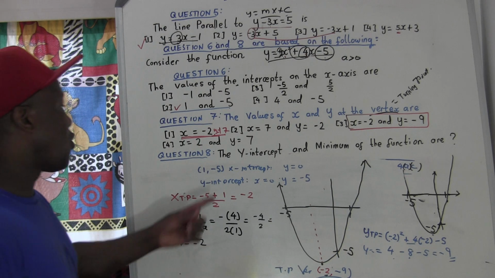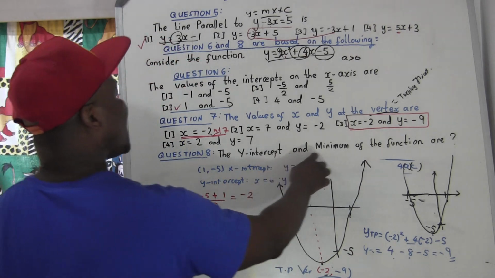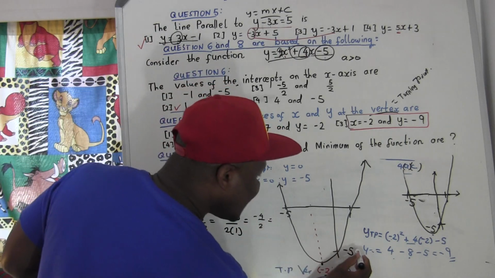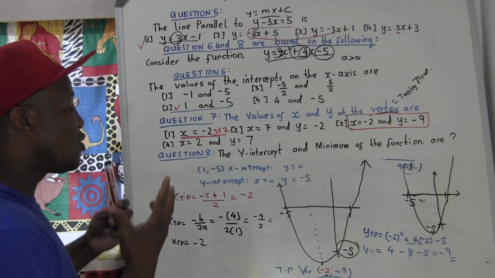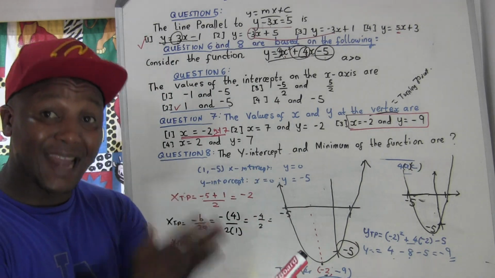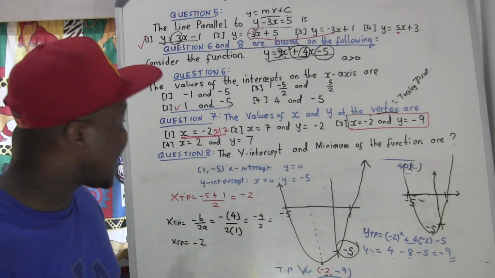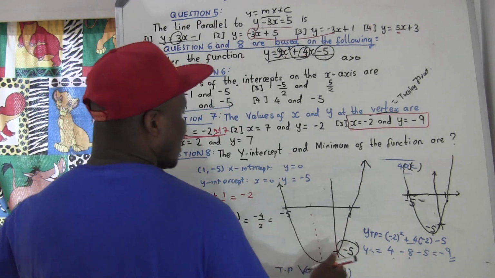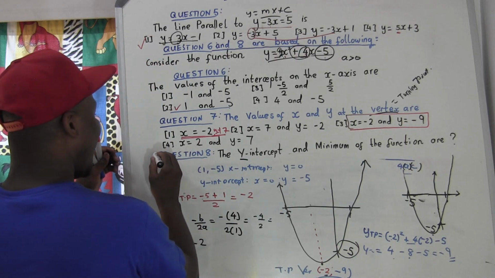So now, what is the y-intercept? Okay, the last one: what is the y-intercept and minimum? The y-intercept, we had it already. This is the y-intercept. Y-intercept equal to negative 5. The y-intercept is where it's going to cut the line. But which line? Y. So that one is done, right? Question 5, 7 is done. Now we go to question 8.